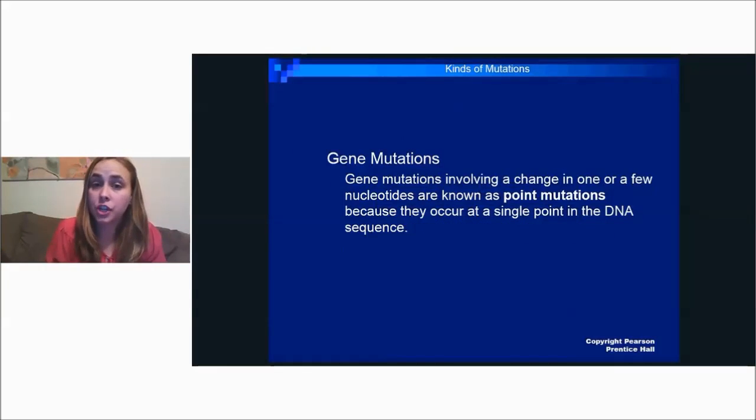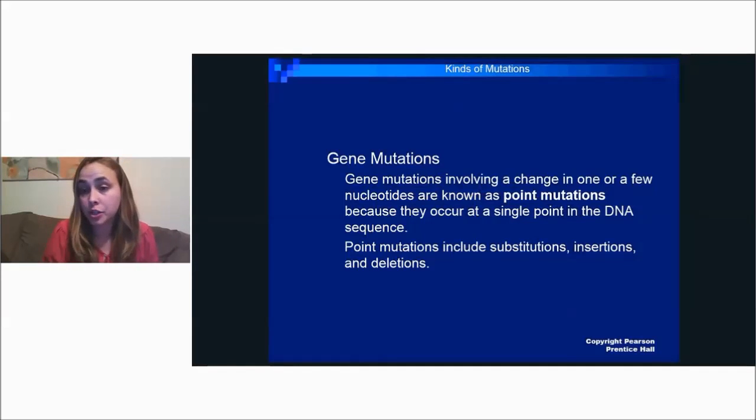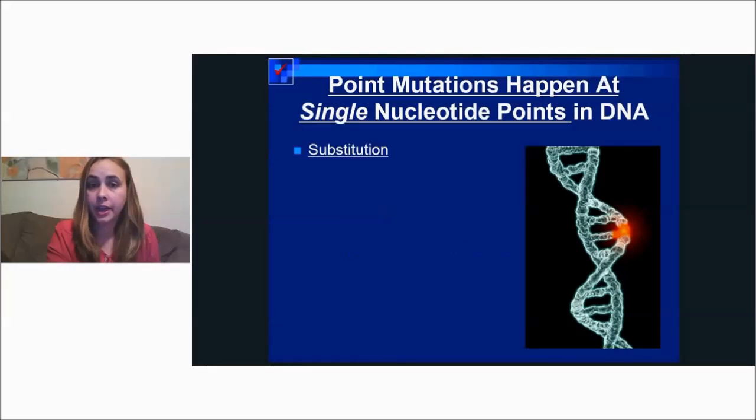A gene mutation involving a change in one or a few nucleotides is known as a point mutation because it occurs at a single point in the DNA sequence. A lot of times we refer to that as occurring with just one letter or impacting one codon or just a single base change. Point mutations include substitutions, insertions, and deletions. Again, they happen at a single nucleotide point in the DNA.